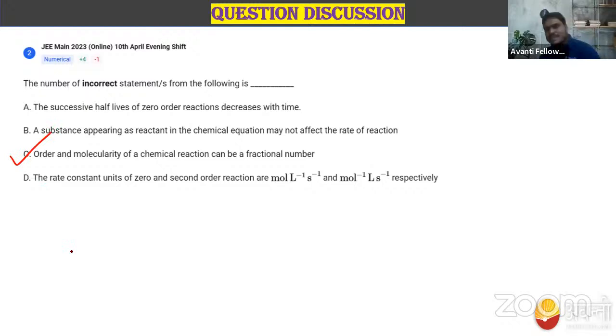Yes, very good. That is, order and molecularity of the chemical reaction can be a fractional number. But order of reaction तो can be a whole number, it can be zero, it can be negative. So we cannot always say that the order and molecularity of a chemical reaction can be a fraction. So the order and the molecularity of a chemical reaction can never be a fraction. ठीक है? Rest all are correct.